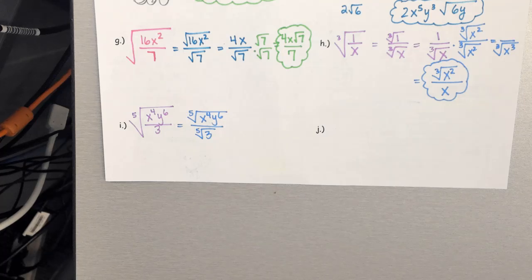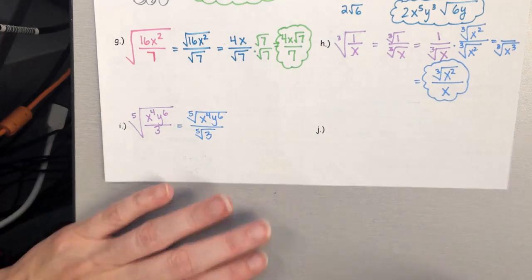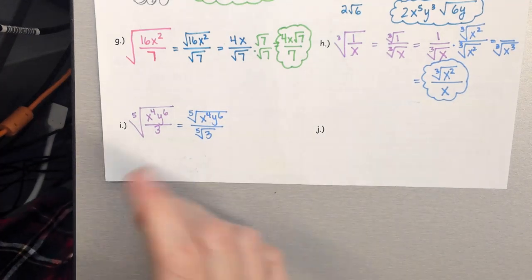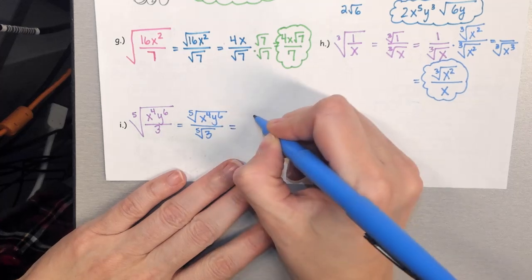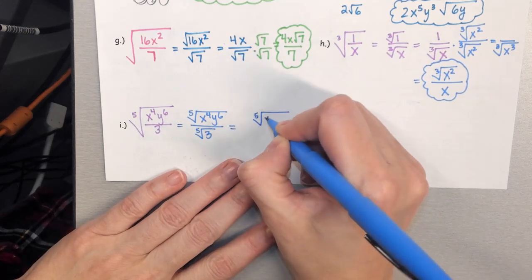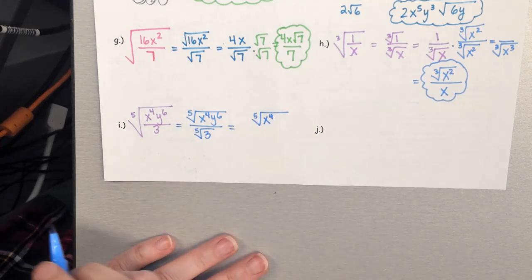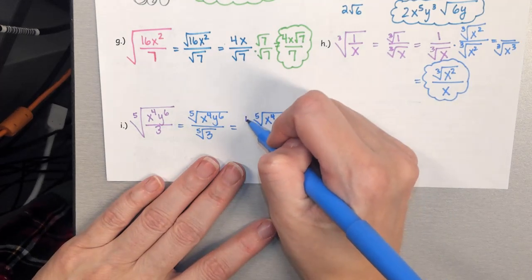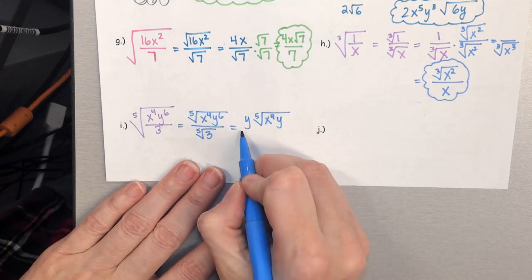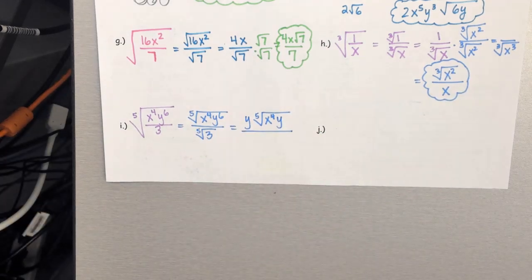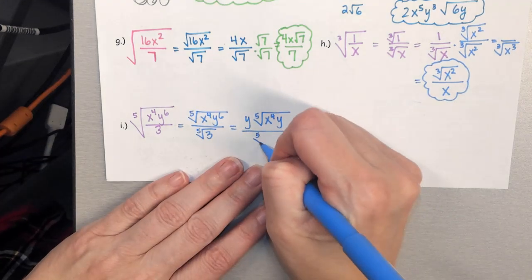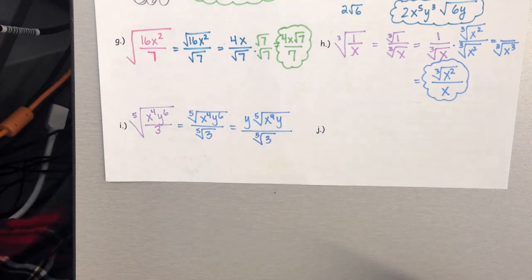Okay, so if it's the 5th root, there has to be 5 of them. So if you have x to the 4th, nothing can come out there. So you're going to keep that x to the 4th inside. Okay, y to the 6th. 5 goes into 6 how many times? 1 with 1 left over. So 1 goes on the outside, 1 goes on the inside. Okay, and then the bottom, there's nothing to simplify there. So it's just the 5th root of 3.